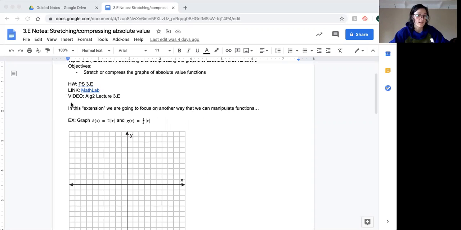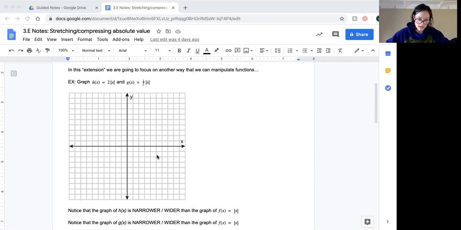So as we see in this extension, we are going to focus on another way that we can manipulate functions, and that is stretching and compressing. So we're going to jump right in with an example. So for example, graph h of x equals 2 times the absolute value of x, and g of x equals 1/2 times the absolute value of x.